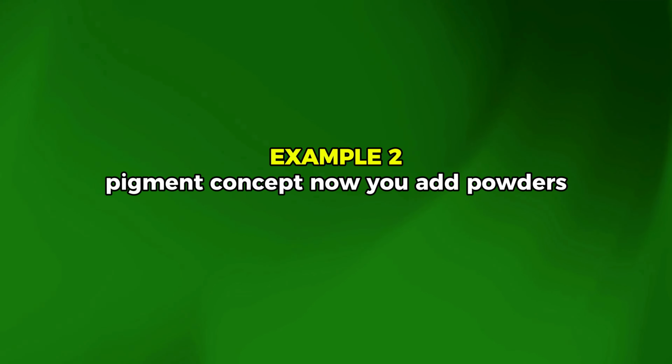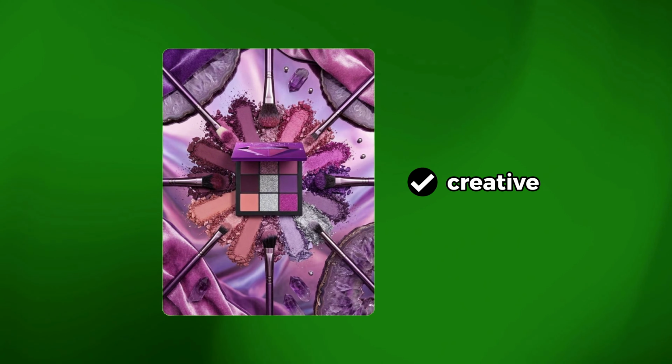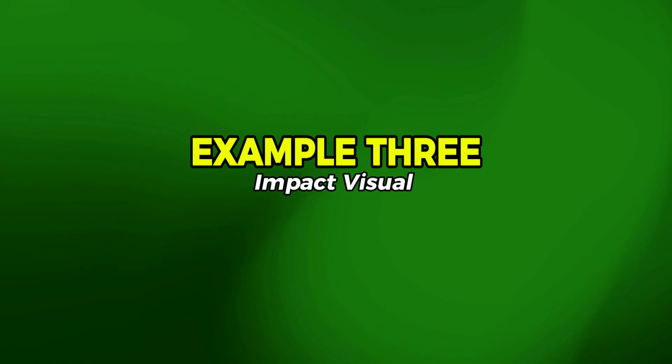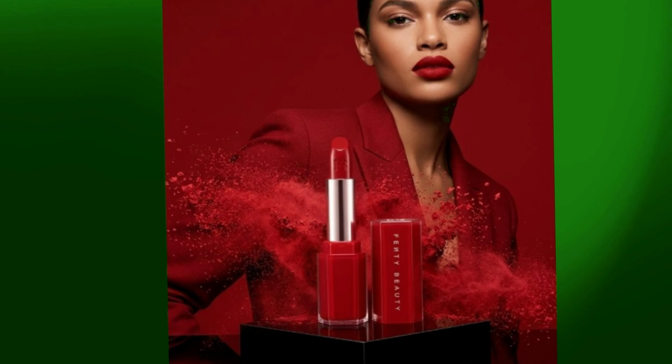Example 2, pigment concept. Now you add powders, brushes, textures. Suddenly it feels artistic, creative, and editorial. Example 3, impact visual: lipstick with pigment bursting in the air and a model wearing the same shade. Now this is no longer a product image, it's a statement visual.